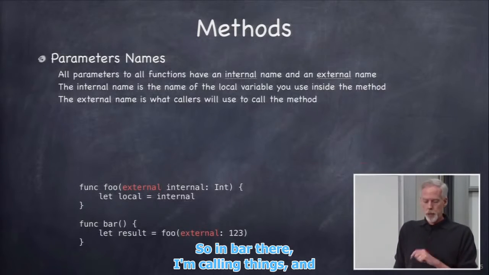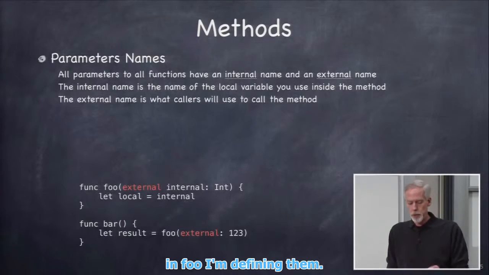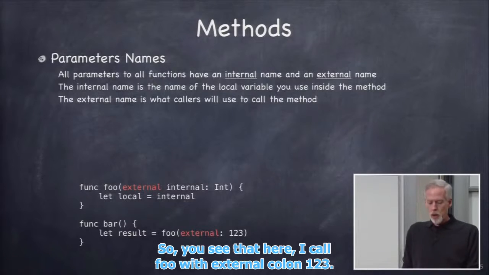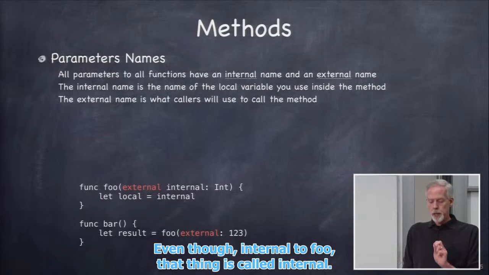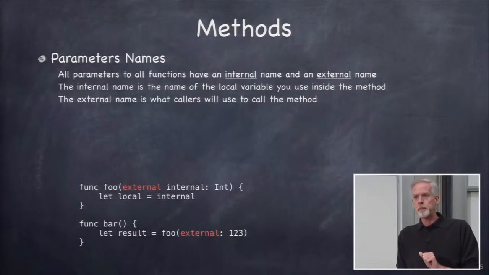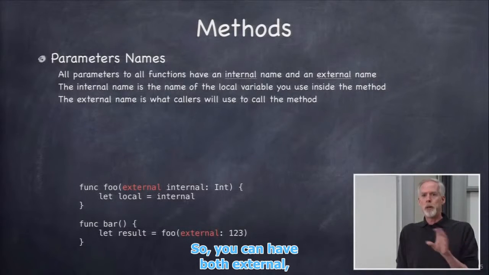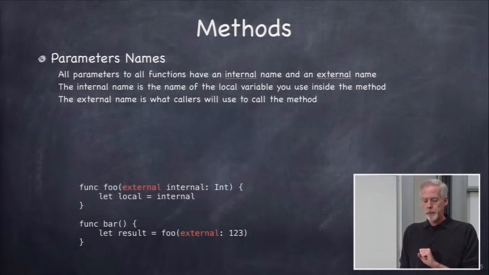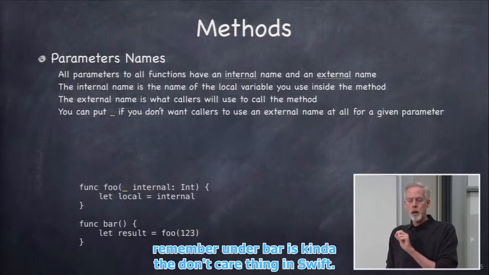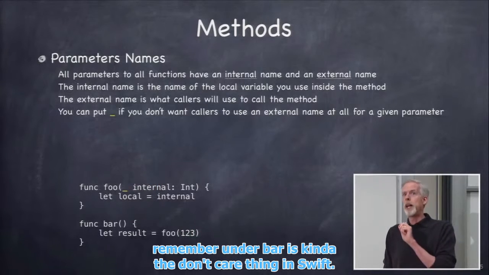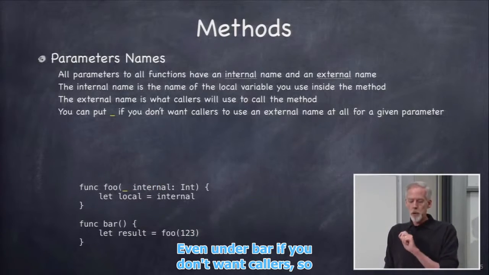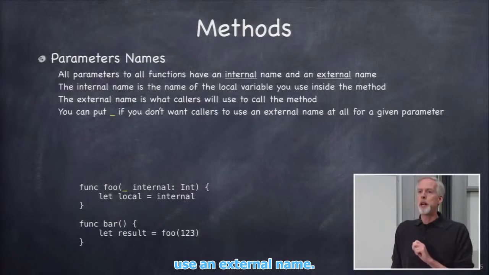So in bar there, I'm calling things, and in foo, I'm defining them. So you see that here, I call foo with external colon 123, even though internal to foo, that thing is called internal, okay? So you can have both external and internal names. They can be different. You can put an underbar. Remember, underbar is kind of the don't care thing in Swift. You can put an underbar if you don't want callers to use an external name.